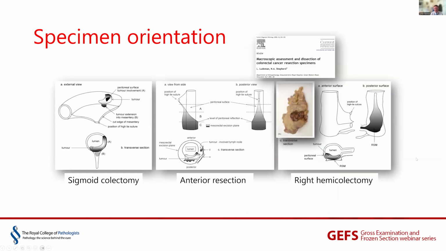And how about orientating the specimen? This is really important because this will help to inform how you approach the specimen from then on. On the left-hand side there, we can see a sigmoid colectomy, and this grey area here is the tumour.